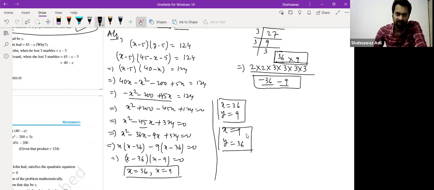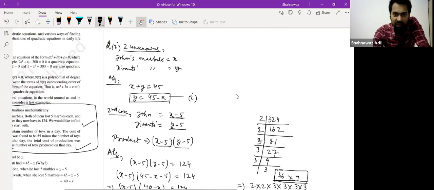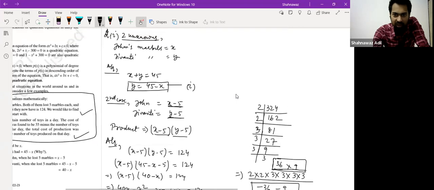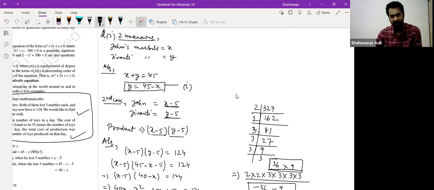Did you guys understand this part? Yes. So please note it down. Where should I put the student? In here. Yes. Hamad, did you understand why we chose minus 36 and minus 9? Yes, sir. And what about you, Arvind? Yes.